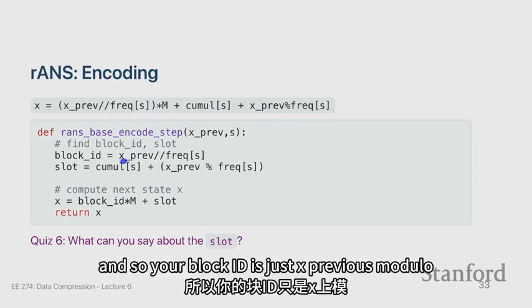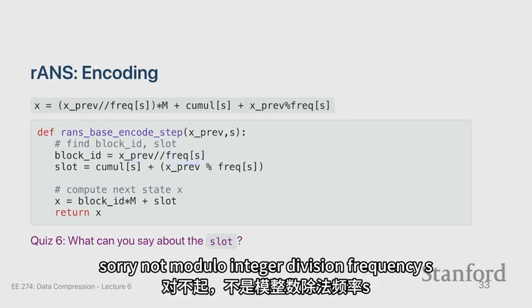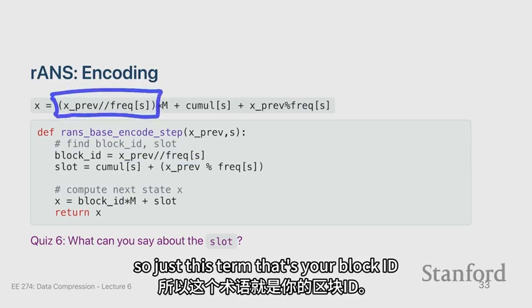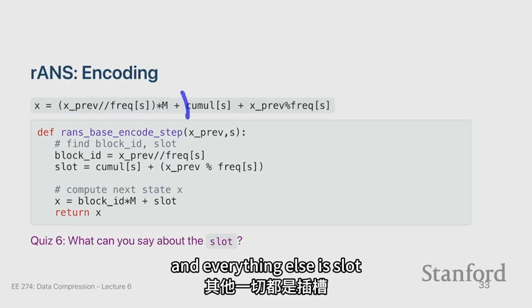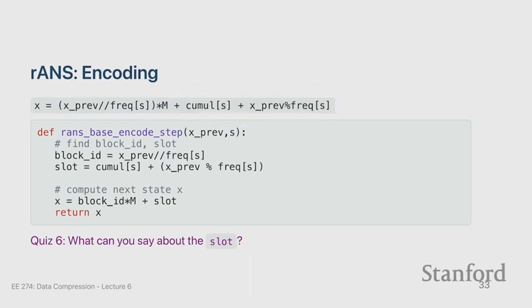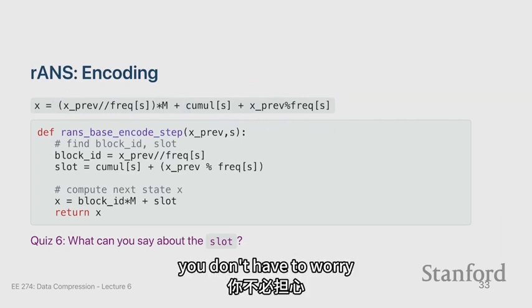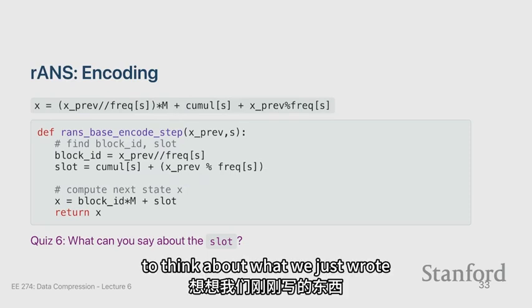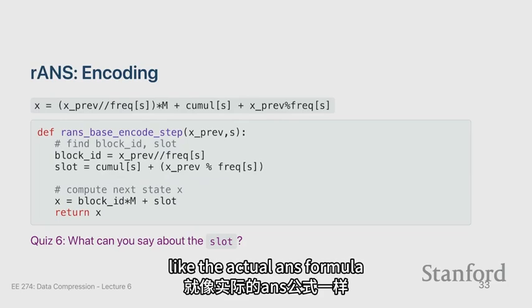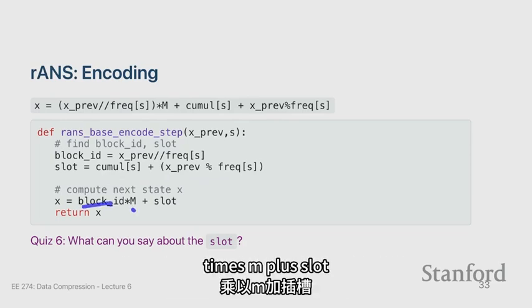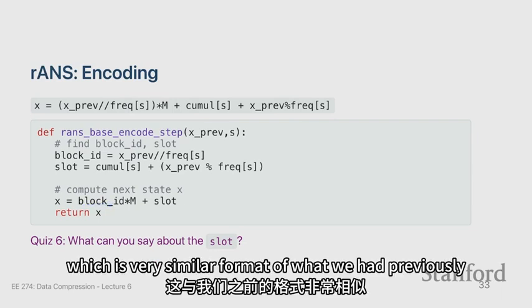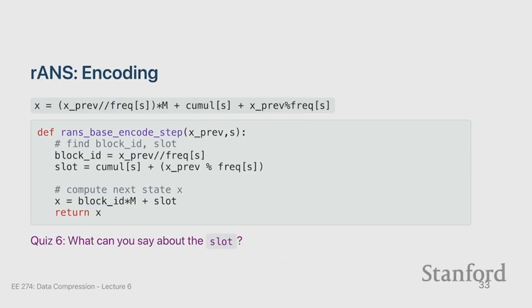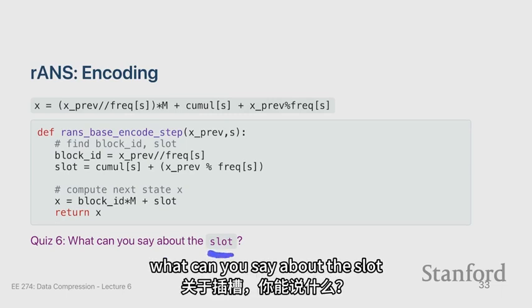And so your block ID is just x previous modulo, not modulo, integer division frequency s. So just this term, that's your block ID. And everything else is slot. These are just technical terms, you don't have to worry, but this is a slot. And so one way to think about the actual ANS formula is writing your state update as block ID times m plus slot, which is a very similar format to what we had previously. But let's talk about the slot. What can you say about the slot?